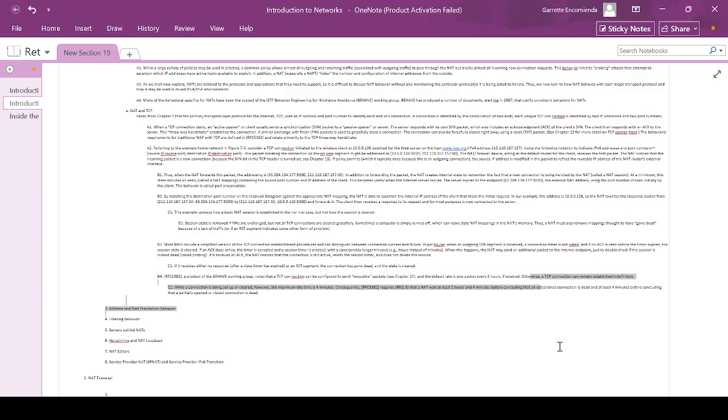Otherwise, a TCP connection will remain established indefinitely, or it will stay in the NAT memory indefinitely, except while the connection is being set up or cleared. However, the maximum idle time then is 4 minutes. So if it's being set up first or being cleared at the end of its session, the maximum idle time is just 4 minutes. Consequently, RFC 5382 requires (REQ-5) that a NAT wait at least 2 hours and 4 minutes before concluding that an established connection is dead, and at least 4 minutes before concluding that a partially open or closed connection is dead.